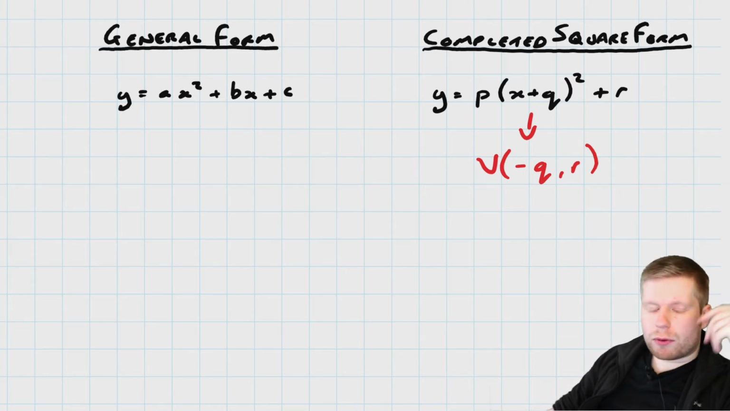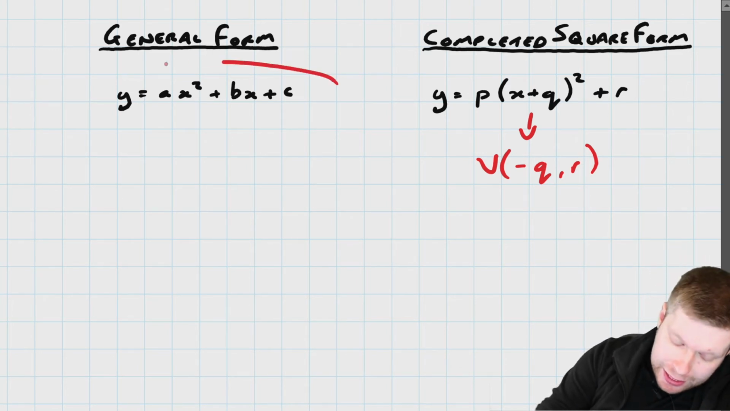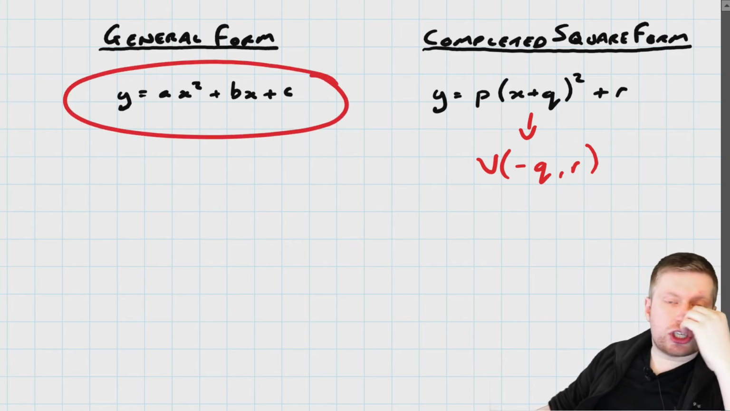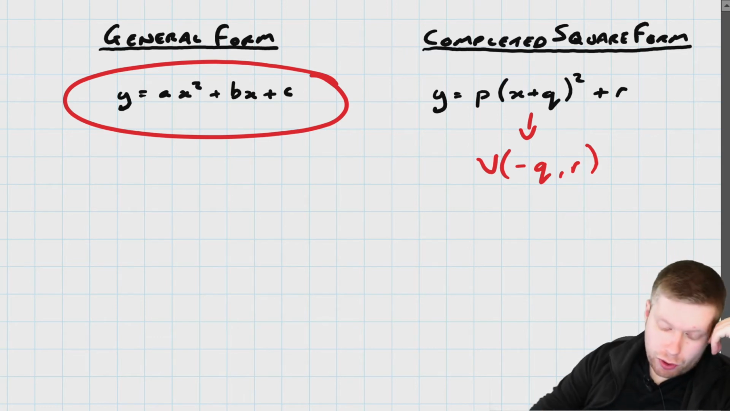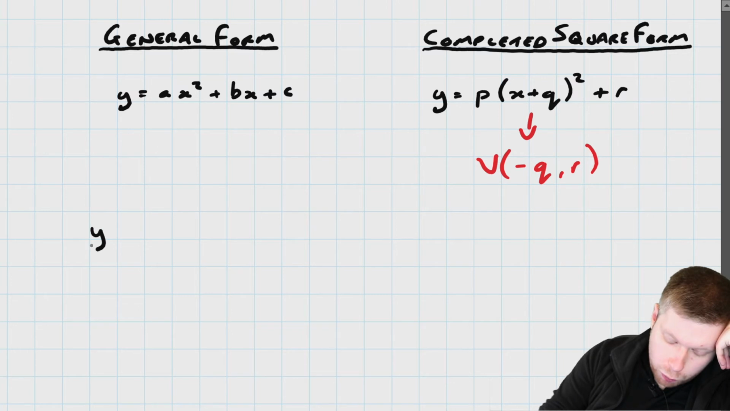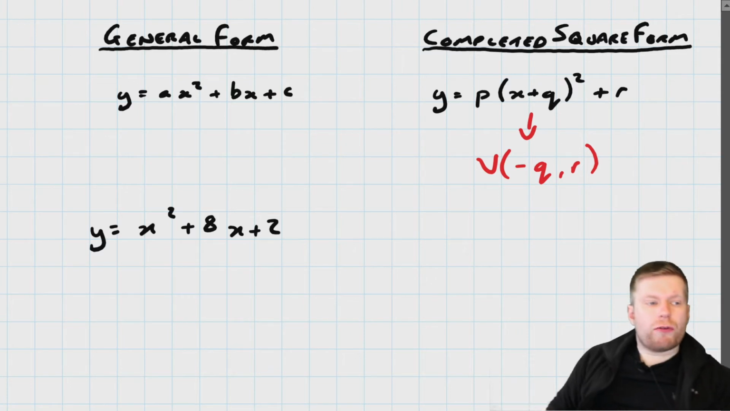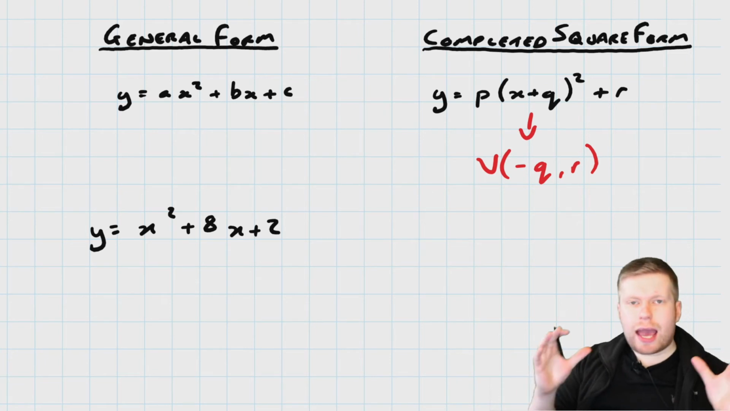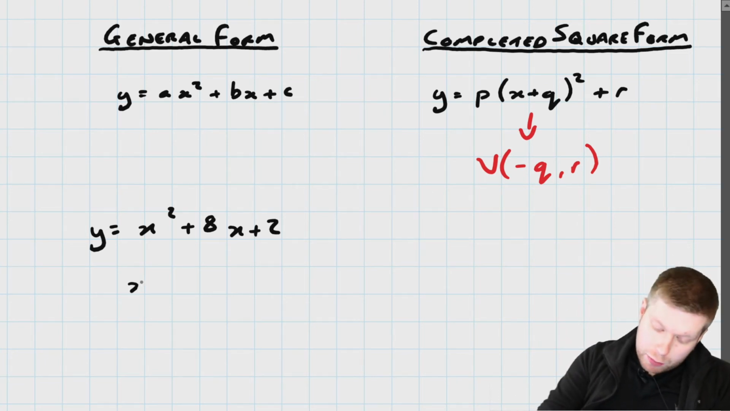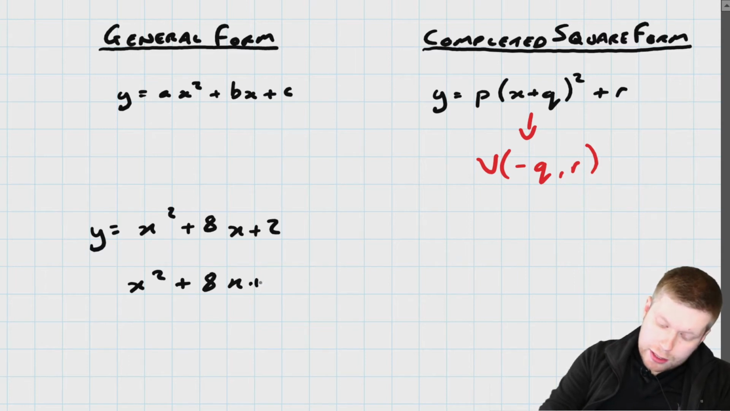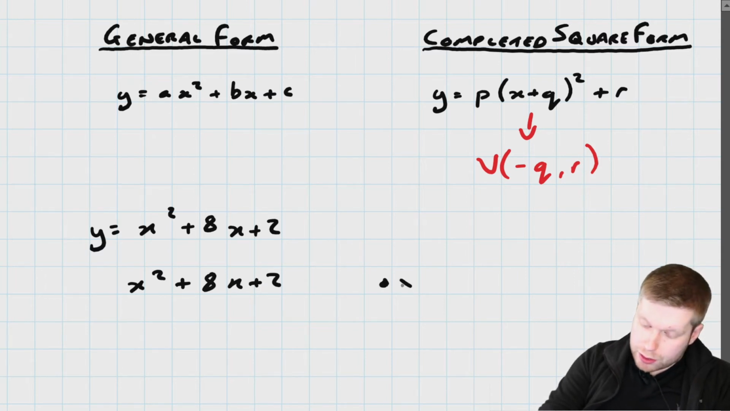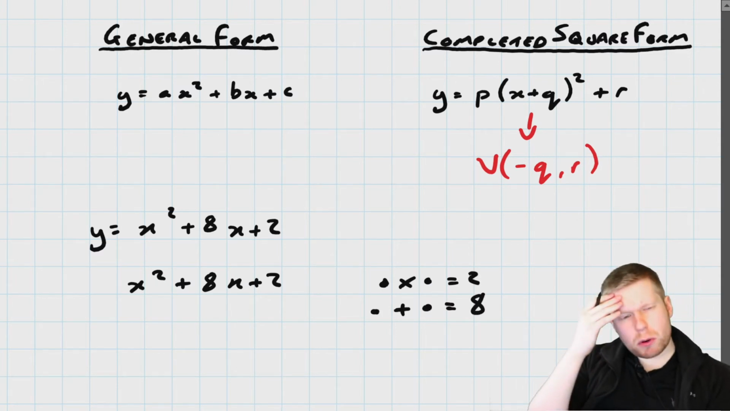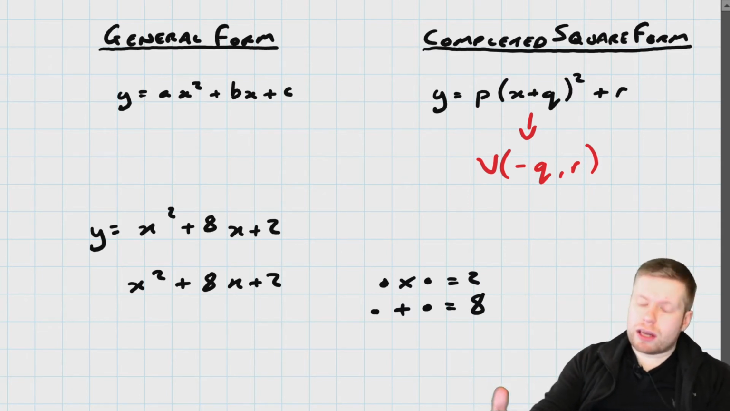The other reason why we like completed square form is because if we're given a quadratic in general form, and we can't factorize it. For example, if I give you y equals x squared plus 8x plus 2, and I ask you to find the x-intercepts, or to factorize this to find the x-intercepts. Well, I'm looking for two numbers which multiply together to make 2, and add together to make 8. Have a think. I can't think of any off the top of my head.